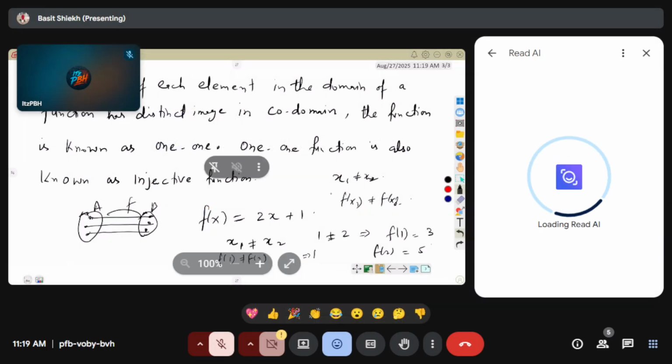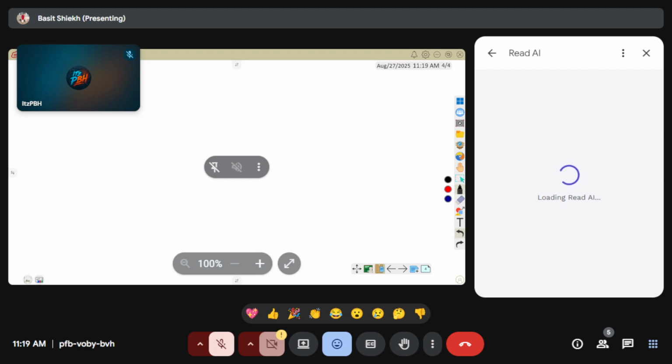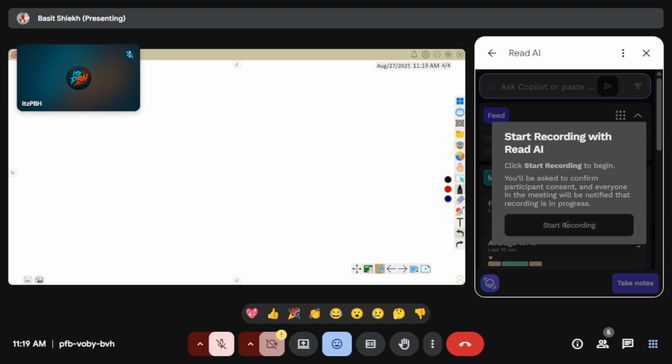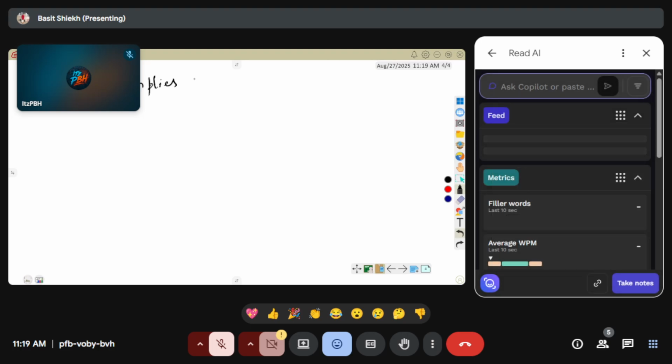Otherwise, what we can do, we will go for reverse. I will write a note. Note: P implies Q.